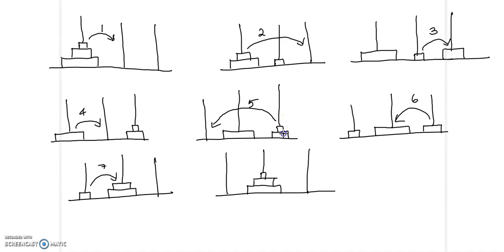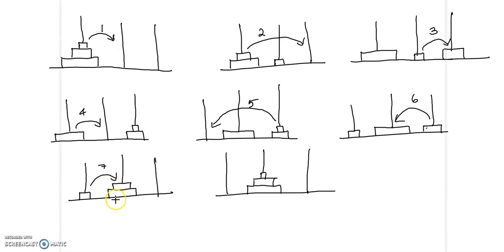Now we have to bring the second disk on top of this one. First, the smallest disk can be moved from here. So this disk will be moved to the empty place. So that is the fifth move. And now you can place this disk on the top of this one. So that is the sixth move. And then the final move would be to place the smallest one on the top. So that is the seventh.